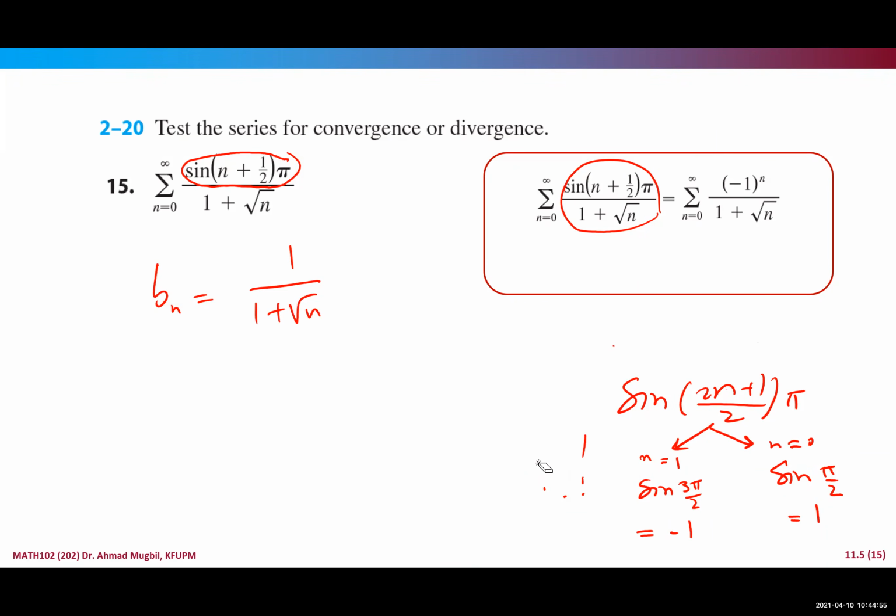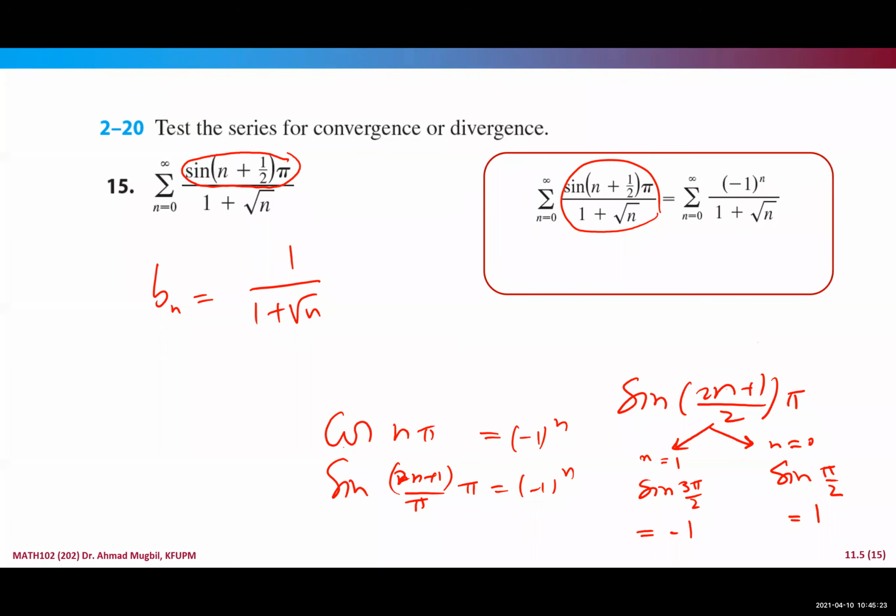Yes, Muhammad. Can we apply the same trick with other trigonometric functions? For cosine, yes. For example, cosine n pi. Not only cosine n pi, but cosine of (2n plus 1) pi over 2, just like this. This equals -1 to the power n.